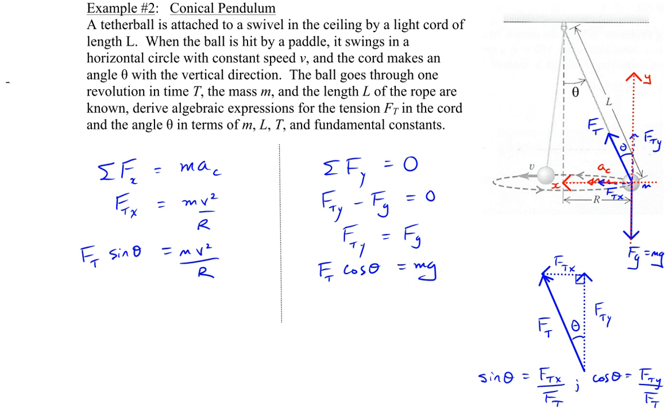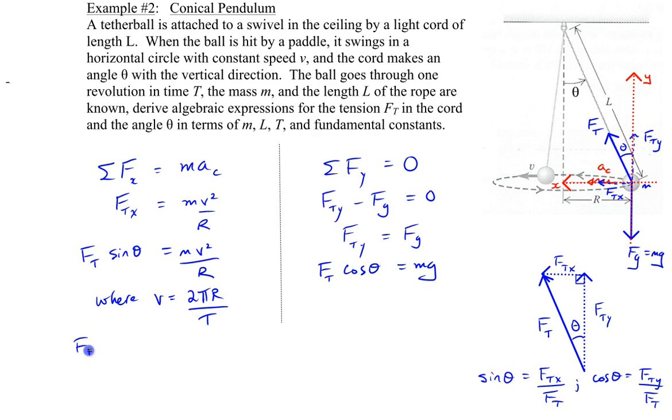Okay, so now we want to get our tension in terms of m, L, and T. And I have a sine theta there, and I have a v, and I have an r. I have to get rid of a bunch of variables. Well, we do know that the velocity is given as the distance that it goes around a circle, which is the circumference, 2 pi r, divided by the time period T. So now we're going to use T in our equation at least.